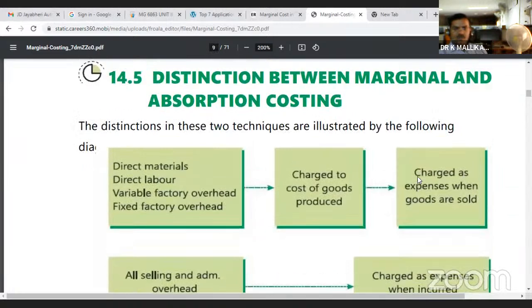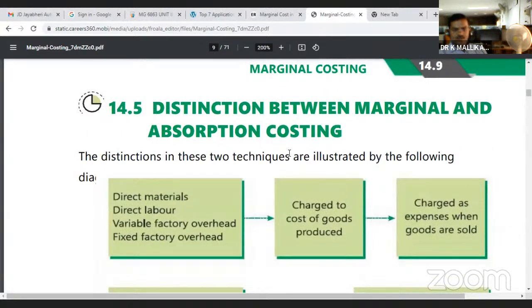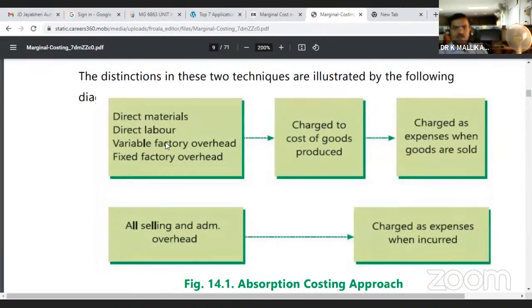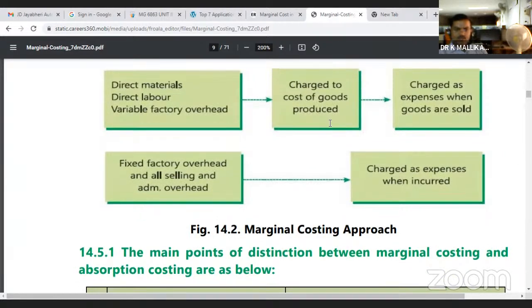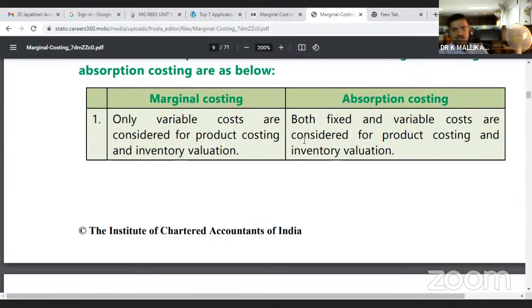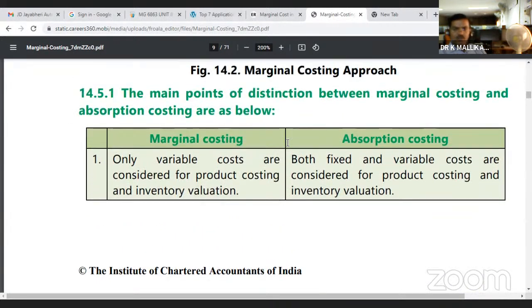So what is the difference between marginal cost and absorption cost? When you consider marginal cost, we consider direct labor, direct material and variable overhead, whereas in absorption costing the factory fixed overheads are also charged to cost of production. So let us discuss the distinction between marginal costing and absorption costing. It's also part of our syllabus.